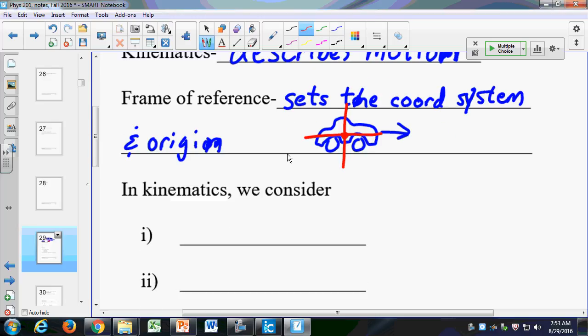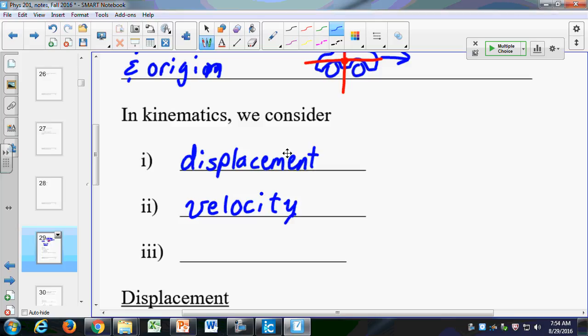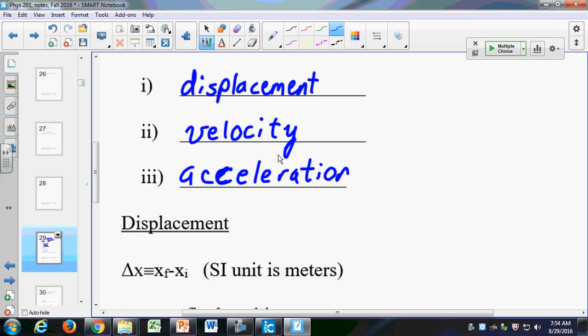In kinematics, we're going to consider three things. We'll consider displacement, velocity, and acceleration. I'm going to define each of these here and how they're related to one another. If you've had physics, you've probably dealt with these some. Displacement, velocity, and acceleration. You can think of these as sort of progressing from one to the other.